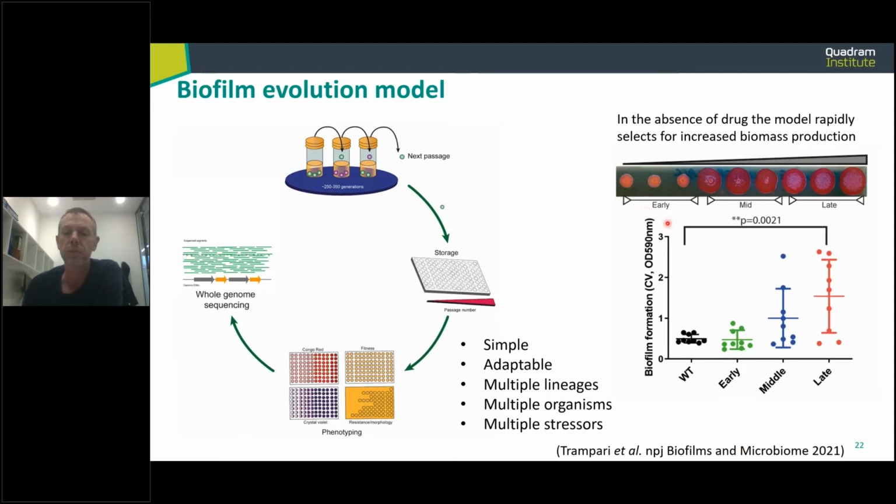And this is some information from an experiment we did with Salmonella again. Colonies at the beginning of the experiment look as we would expect to start with, and then by the middle and the end point, you can see the colonies we recover are making much bigger colony morphologies with much more biomass, and if you measure the amount of biomass that they form, it gets higher and higher. So the model selects for making more biofilm.